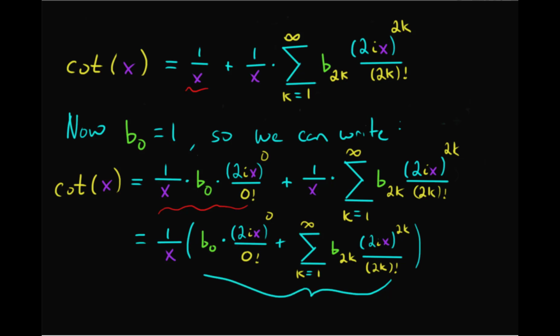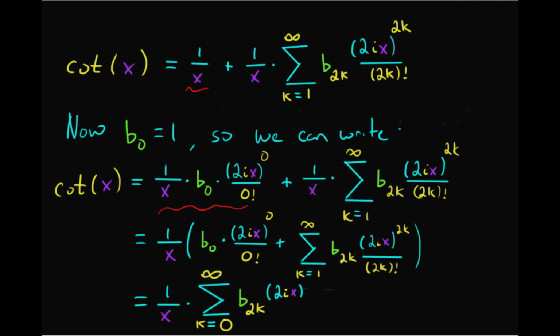Now, why was it such a great idea to rewrite that leading term 1 over x in that way? Because when we do that, we see that the term b sub 0 times 2ix to the 0 over 0 factorial is in the exact same form as all the terms within the indexed sum. So in fact, they can be combined into one sum where I just start the indexing at k equals 0 instead of k equals 1. So when I do that, I get cotangent of x equals 1 over x times the sum, indexed now from k equals 0 to infinity, of b sub 2k times the quantity 2ix to the 2k over the quantity 2k factorial.